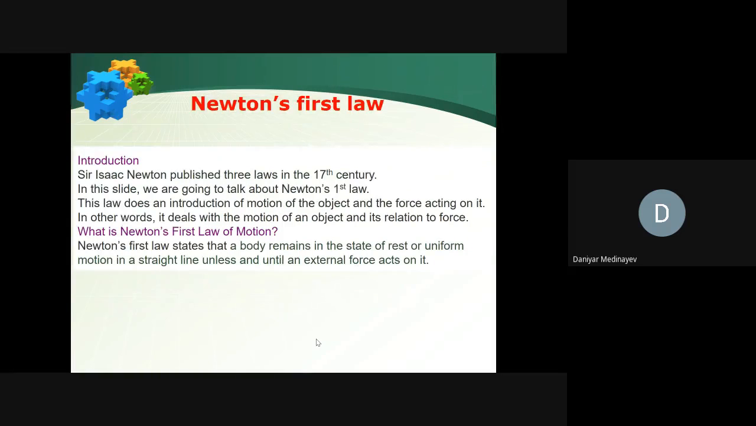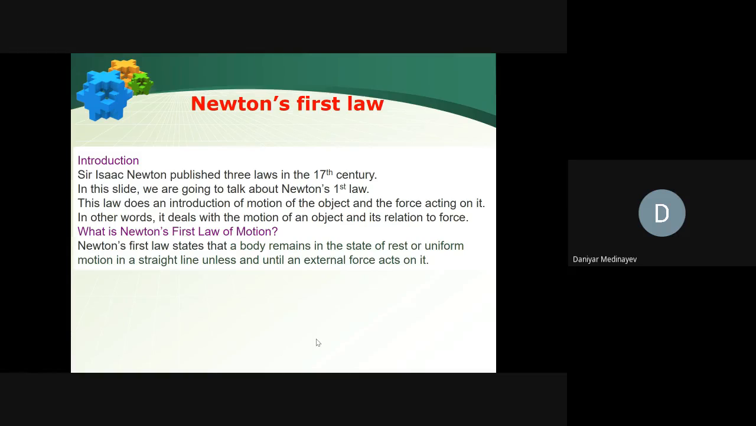And here we have Newton's first law. I told you that there are Newton's three laws of motion, and this is Newton's first law. Sir Isaac Newton published three laws in the 17th century, and in this slide we are going to talk about Newton's first law. This law introduces the motion of an object and the force acting on it. In other words, it deals with the motion of an object and its relation to force.